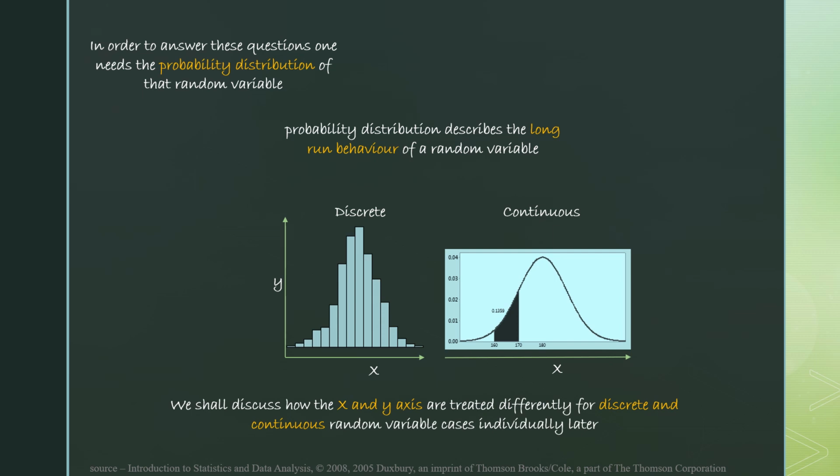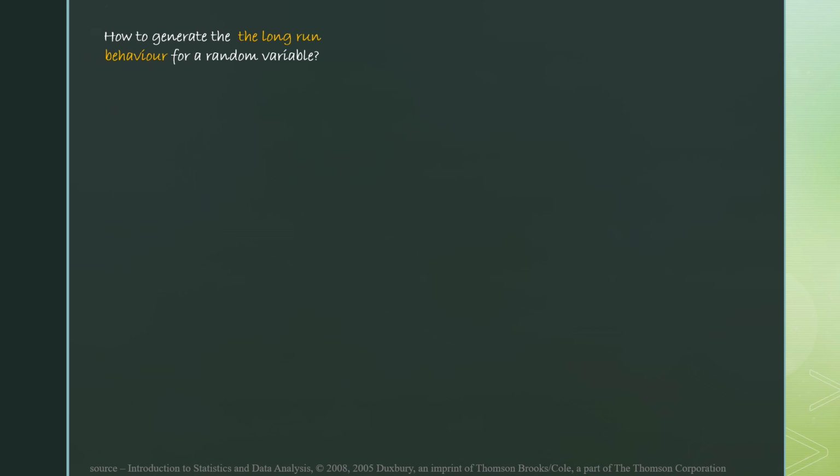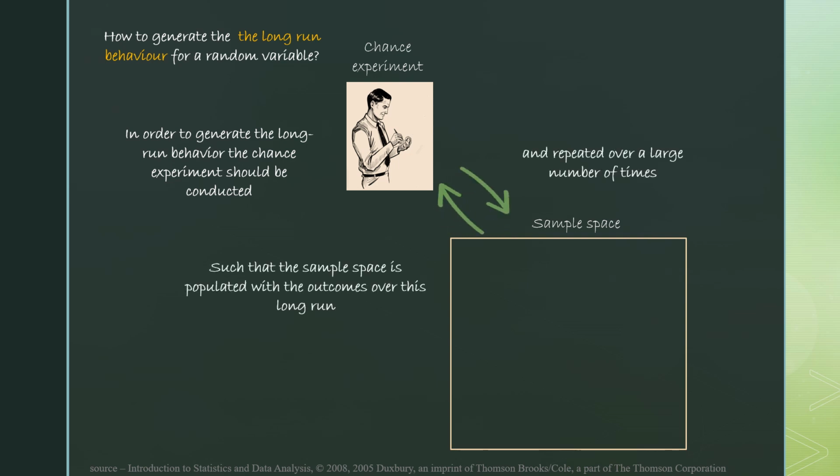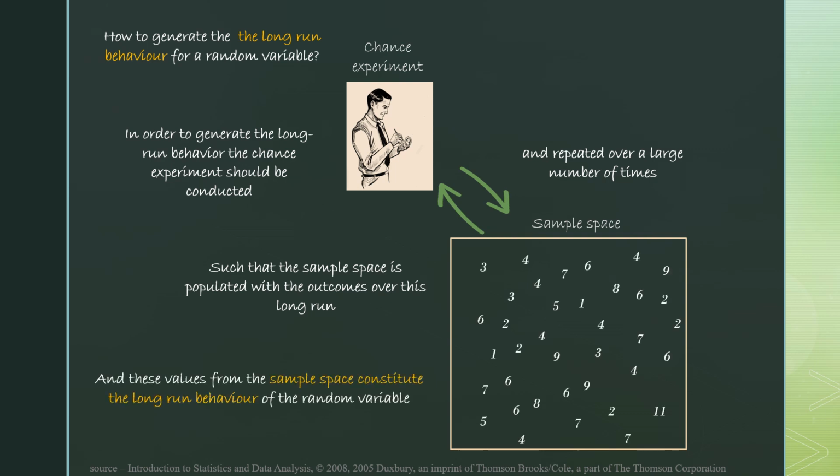We shall discuss how the x and y axes are treated differently for discrete and continuous random variable cases individually later. Let's answer this question first. How to generate the long-run behavior for a random variable? In order to generate the long-run behavior, the chance experiment should be conducted and repeated over a large number of times such that the sample space is populated with the outcomes over this long run. And these values from the sample space constitute the long-run behavior of the random variable.